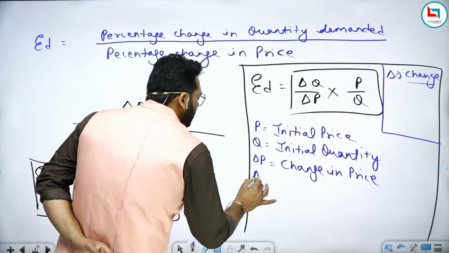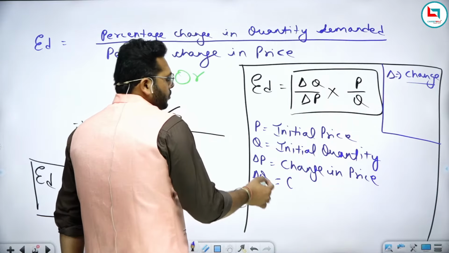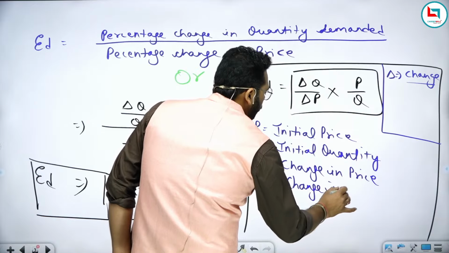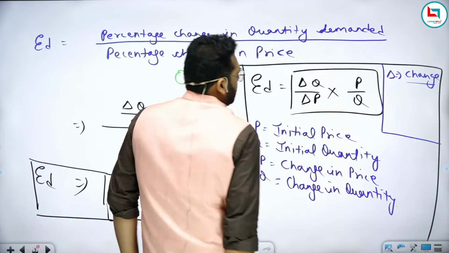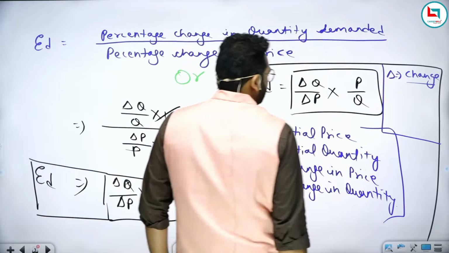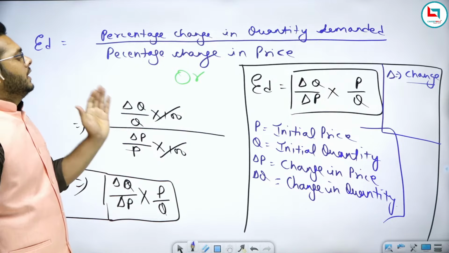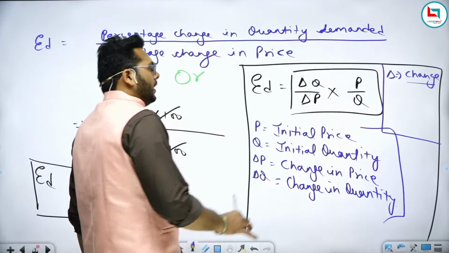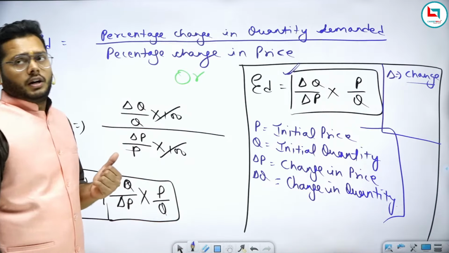Now, what is delta Q showing? Same. Q means quantity. Delta means change. So we can write here change in quantity. This is what it is showing: P means initial price, Q means initial quantity, delta P means change in price, delta Q means change in quantity. So this is what we are getting after describing, or you can say proving, the formula.